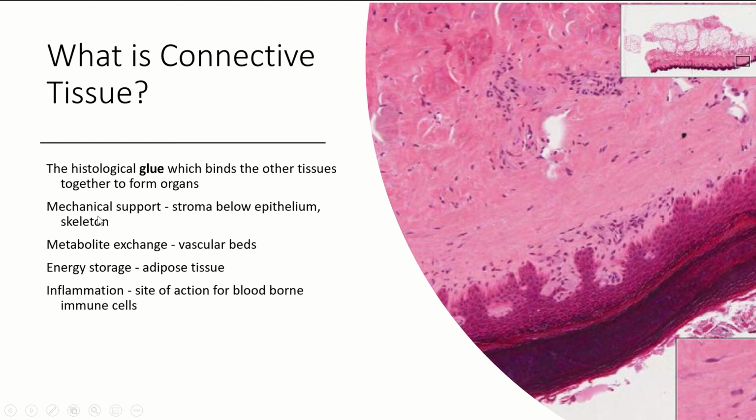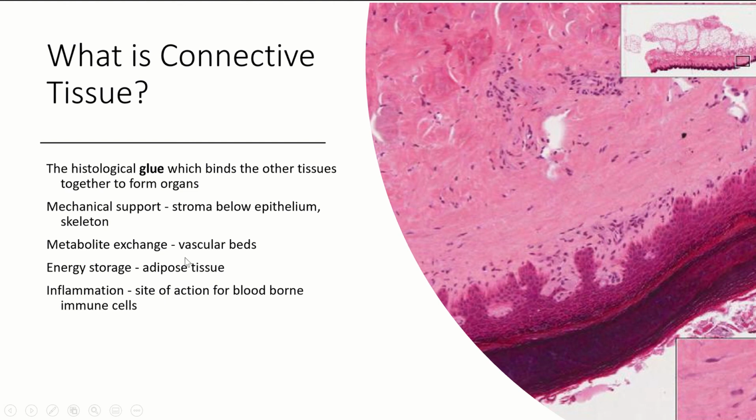Metabolite exchange is a big function, and we'll learn that epithelium is avascular, and what that means is there are no blood vessels in this epithelium, right? And so in order for these cells to stay alive, they need to get blood, they need to get oxygen, nutrients, everything like that from the connective tissue below it. Okay, so connective tissue is where you're going to find all of your blood vessels. Okay, all of your blood vessels and your lymph vessels.